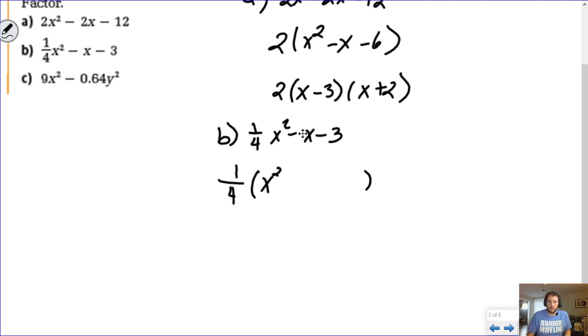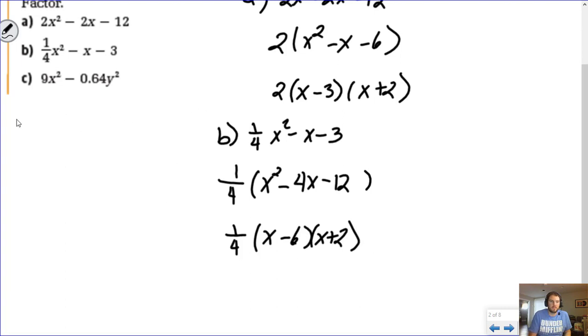So -1 divided by 1/4 is the same thing as -1 times 4. And the same thing is true for the 3, -3 times 4. And we end up with this. So again, the 1/4 stays there, and then we can factor. So now I'm looking for two numbers that add to give me -4, but multiply to give me -12, and it is x minus 6 and x plus 2.